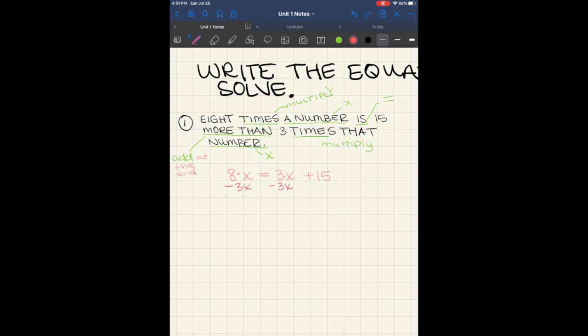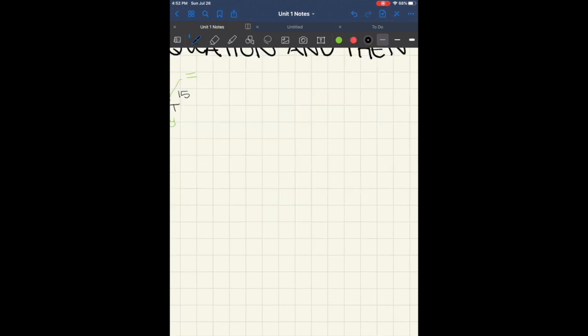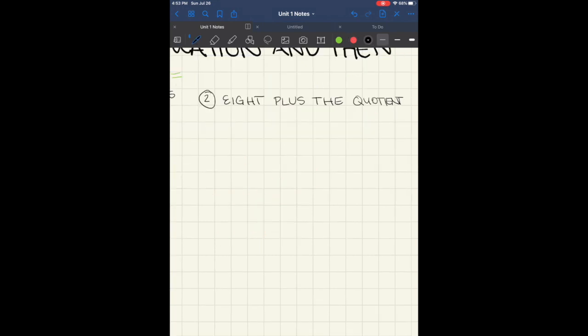Then we're solving, so we need to get our variables on the same side. So we subtract 3x from both sides first. Then we get 5x equals 15. Divide both sides by 5. And we get x equals 3. Don't forget to solve the equations you write.